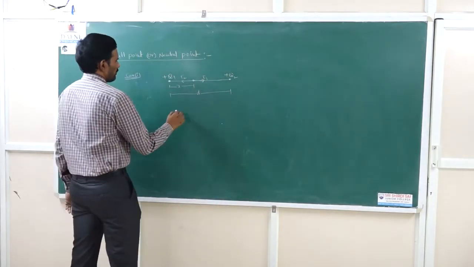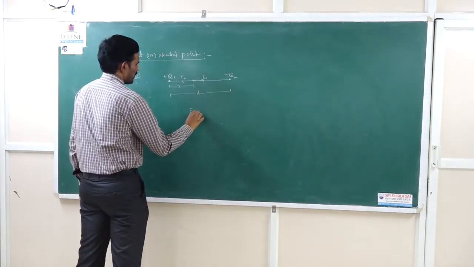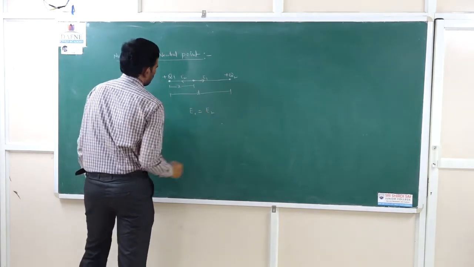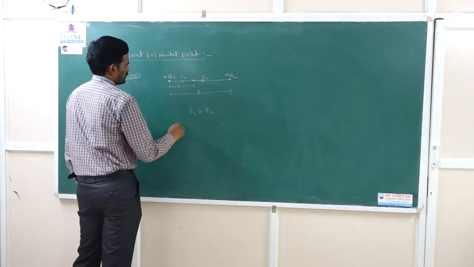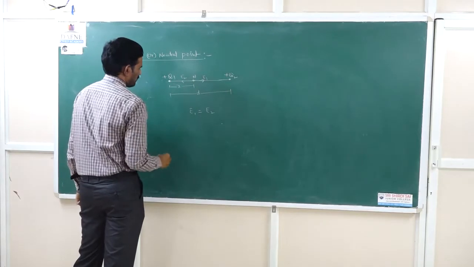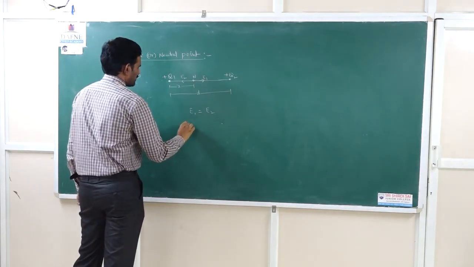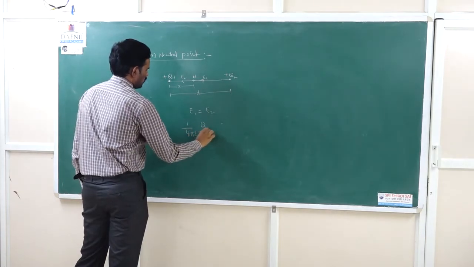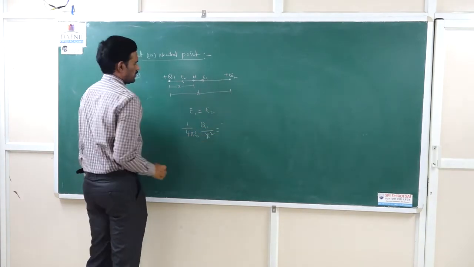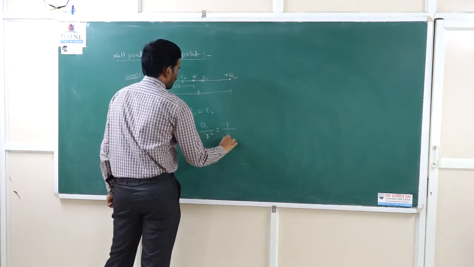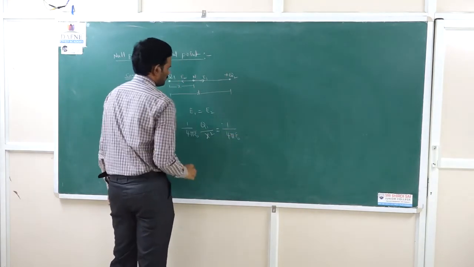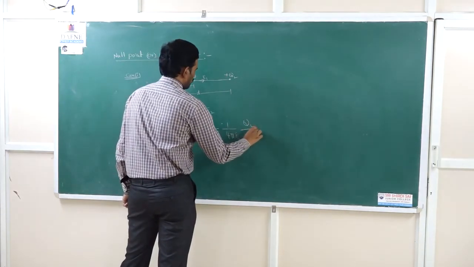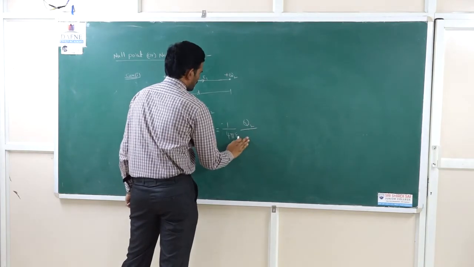And so now I am just equating the magnitudes. E1 is equal to E2. So this is the neutral point I am assuming here. Then E1 you can write as 1 by 4 pi epsilon naught Q1 by x square. This is equal to 1 by 4 pi epsilon naught Q2 by (d minus x) whole square.